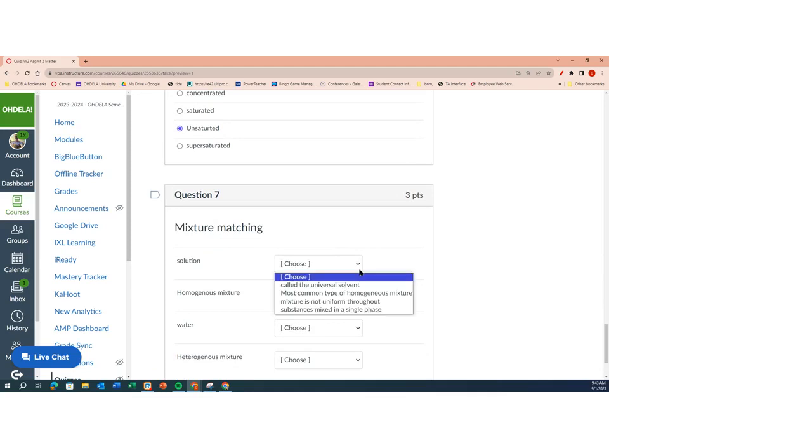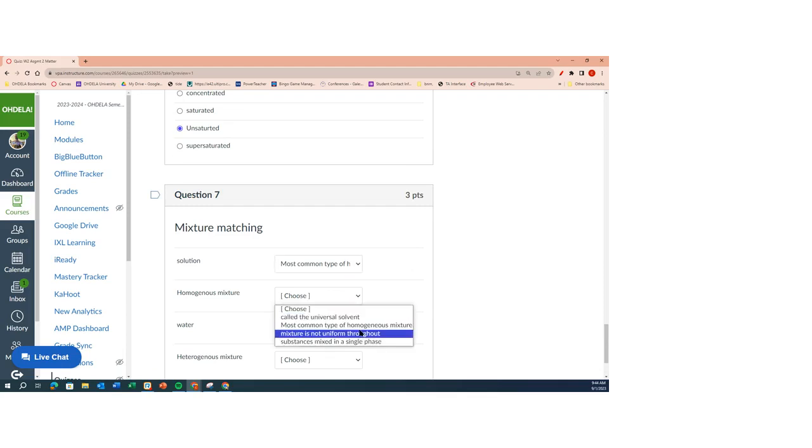And question seven, solution matching. Which one of these would you say is the universal solvent, most common type of homogeneous mixture, or substance that are mixed in single phase? Okay, that's a tough one here. I think homogeneous mixture is a substance mixed in a single phase, and the most common type of homogeneous mixture is a solution.